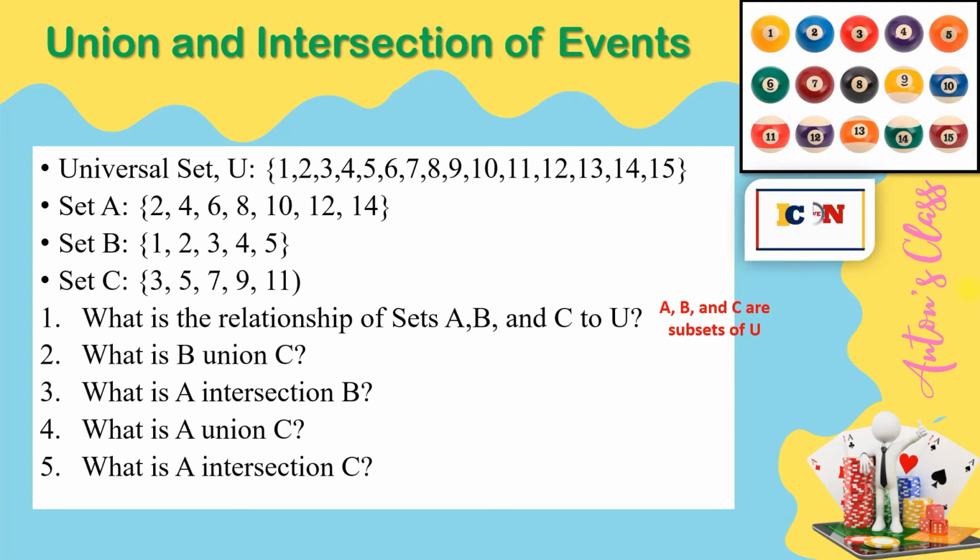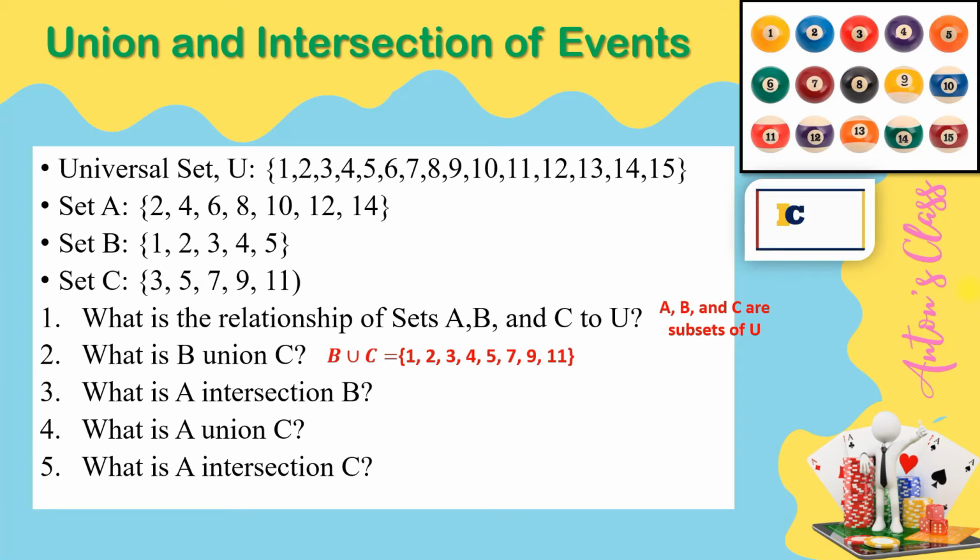Okay, so B union C, I think you can see there are common elements such as 3 and 5. So B union C is equal to the set 1, 2, 3, 4, 5, 7, 9, 11. So as you can see there, 3 and 5 are written only once.